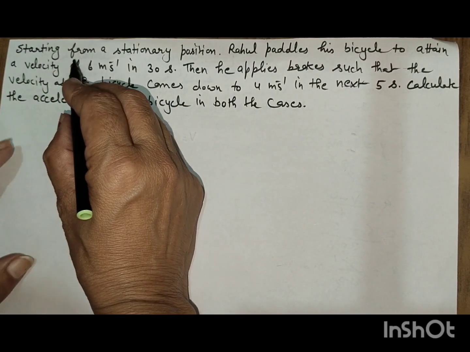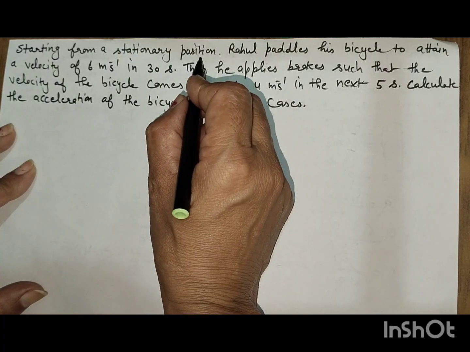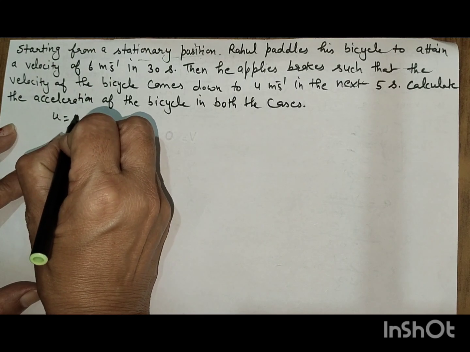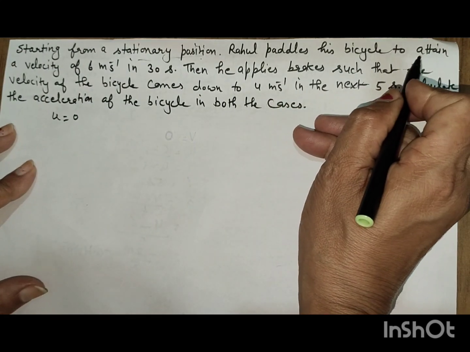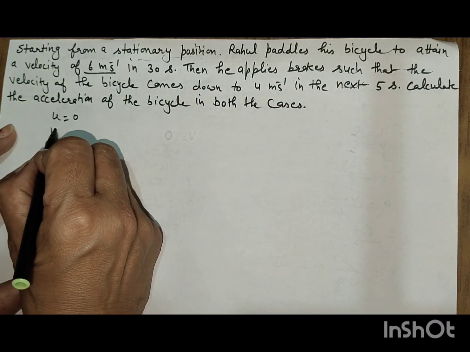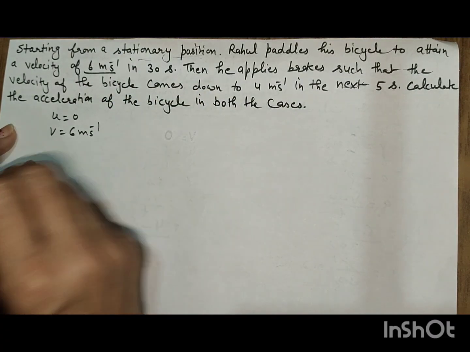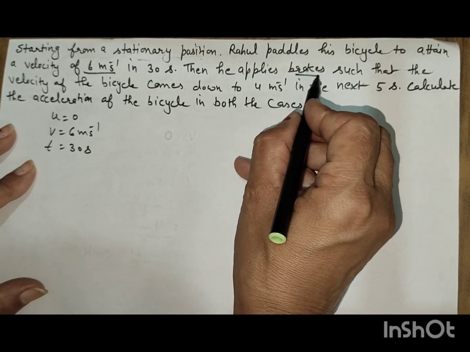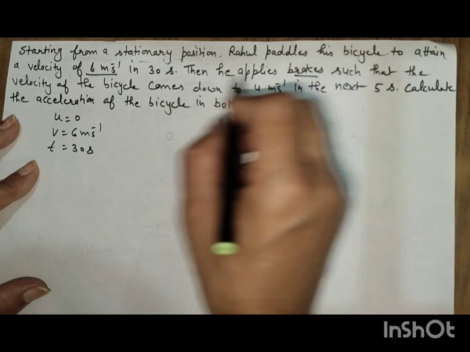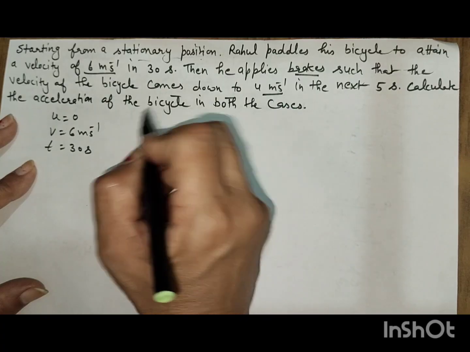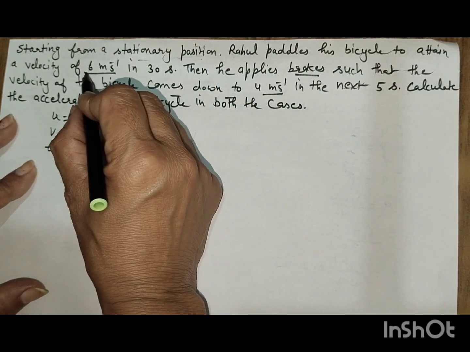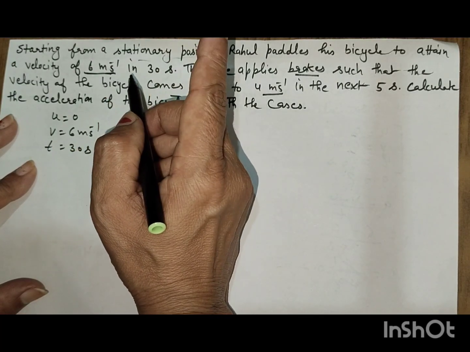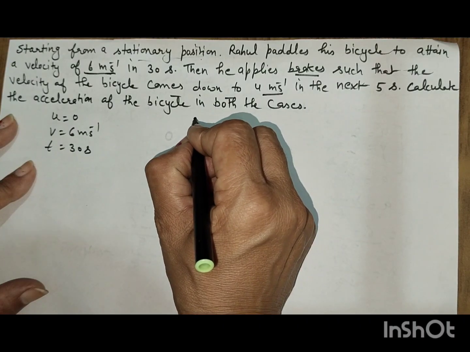Read the statement of the next numerical. Starting from a stationary position. Stationary position means initial velocity is 0. Rahul pedaled his bicycle to attain a velocity of 6 meter per second in 30 seconds. Time 30 seconds. Then he applies brakes such that the velocity of the bicycle comes down to 4 meter per second. Now this final velocity becomes initial for the second stage.